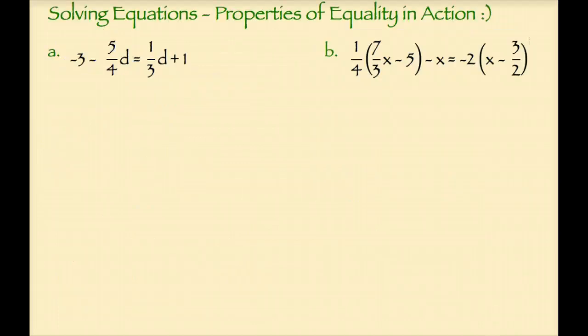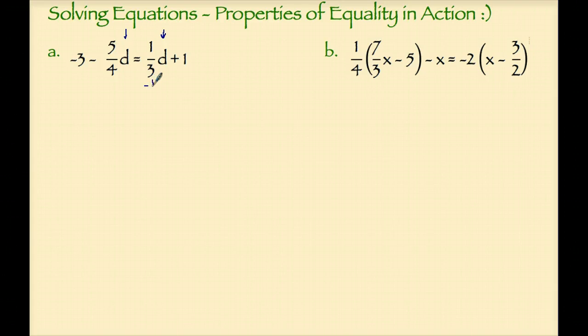Now let's solve a couple of equations and see properties of equality in action. We'll start with this one. Notice that the variable is in two different places on either side of the equal sign. When that's the case, it's generally best to consolidate the variable on one side of the equal sign.